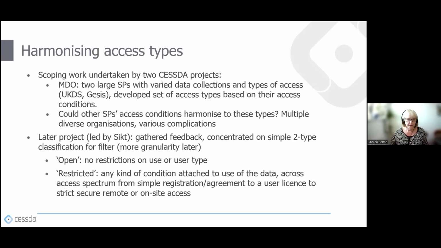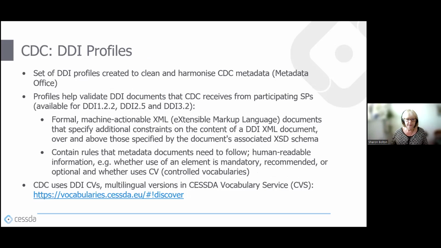Now, the second category, restricted, reflected any kind of condition attached to the use of the data. That was right across the access spectrum, from simply registering a user account or agreeing to a user license, right up to strict, secure, remote or on-site access to secure data. So we took all the various information that the service providers gave us and tried to put it all together.